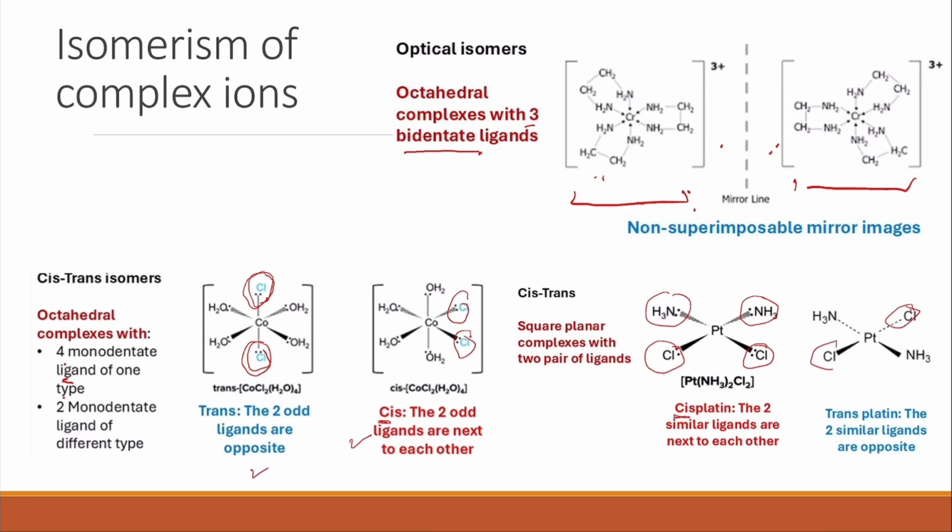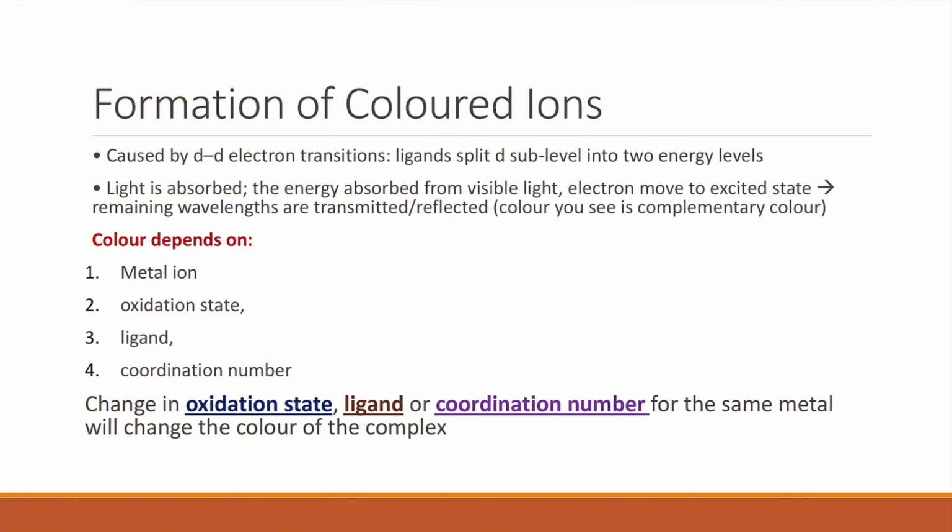One of the main properties of the transition metals is the ability to form colored ions. So why are the transition metals able to do that? The colored ions, or colored complexes, come from the d-d electron transition. When they have ligands surrounding them, the ligands can split the d sub-level into two energy levels. Electrons can then gain energy by absorbing light from the visible region, and this causes the excitation of the electrons from one energy level to another.